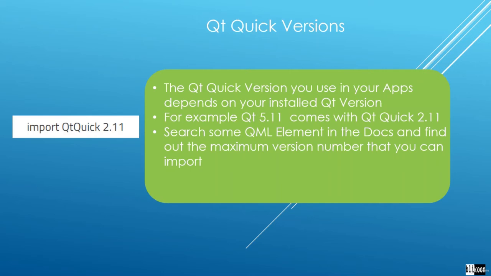A good way to find out the version that you might use is to search for the element in the Qt documentation, and they are going to show you the import that you can use. For example, you can search for rectangle in the Qt documentation, and they are going to show what you would need to import to be able to use that component in your QML code.